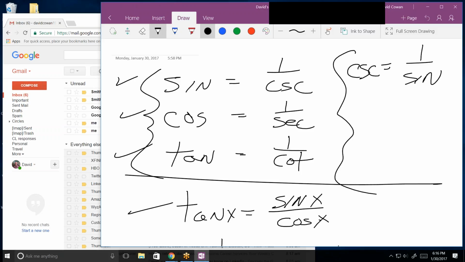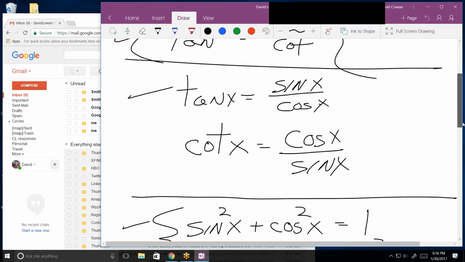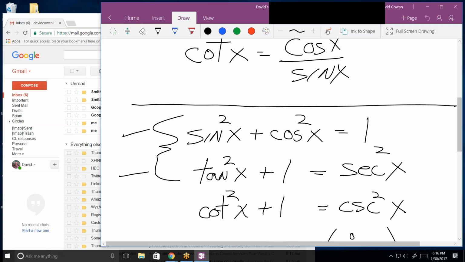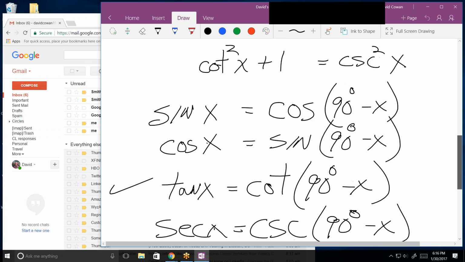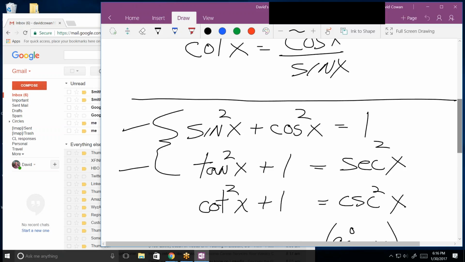Know those 11: 6 reciprocal identities, 2 quotient identities, those 2, and 3 Pythagorean identities. Now that doesn't really count these cofunctions. That really actually comes later. The only reason I talked about cofunctions was because it helps to memorize this third Pythagorean identity. If you know about cofunctions, then the third derives from the second.